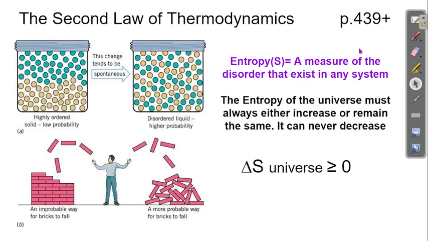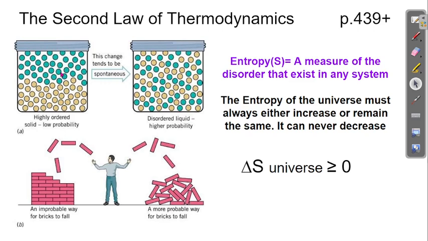Okay, page 439. A new concept for you: the second law of thermodynamics. Before we go into what this law says, we need to understand what entropy is. Entropy, represented by the capital letter S, is a measure of the disorder that exists in a system. So if things are very well organized, we say that the entropy is small. If it's very disorganized, because it's disorder, there's more entropy.